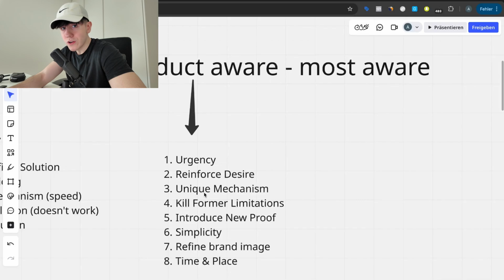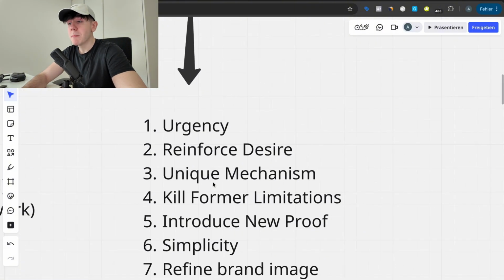So let it be health, for example. Talk about the exact health benefits without even presenting your mechanism of how it works. Number 3, the unique mechanism.